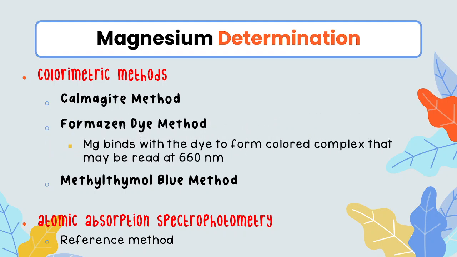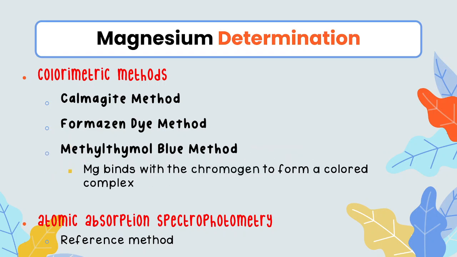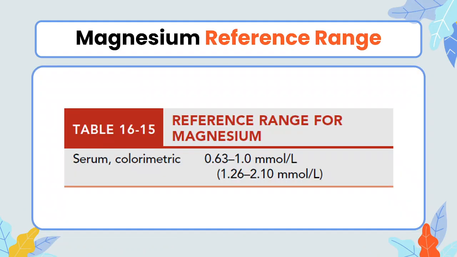While for your Formazan dye, it will bind with your Formazan dye and will form a colored complex. Although it was not mentioned as to what color it will produce, basta it is read at 660 nm. And then for your methylthymol blue, your magnesium will bind to this chromogen. So of course, the chromogen that is being referred to here is your methylthymol blue. And from the name itself, methylthymol blue, so blue yan po yung ating color na ma-produce here in this method. So yun lang po for your magnesium. Then your reference range for your serum is 0.63 to 1 millimoles per liter.